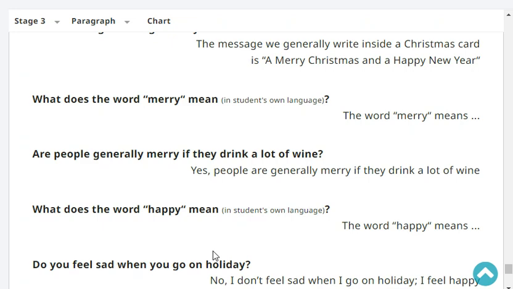Are people generally merry if they drink a lot of wine? Yes, people are generally merry if they drink a lot of wine. Very good.